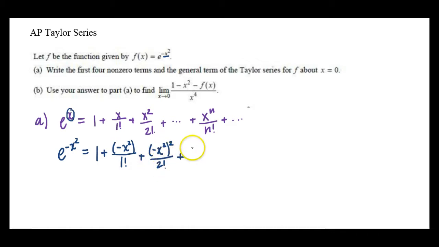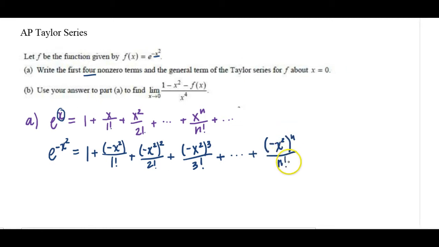And we're going to go one further. We're going to put negative x squared cubed over 3 factorial. So those are the first 4 non-zero terms. So 1 is not 0, so that counts as a non-zero term. So here we have the first 4 non-zero terms plus the general term. So we're going to again replace the x with negative x squared to the n over n factorial.